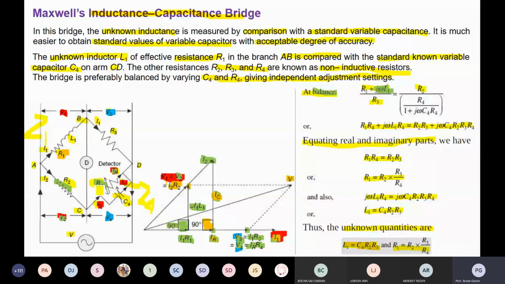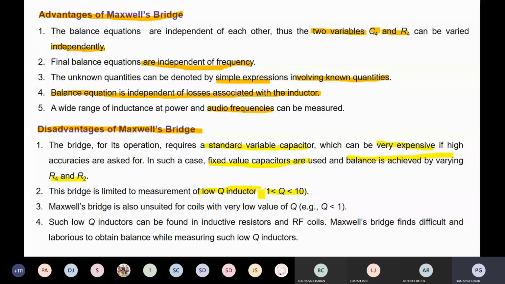This bridge is limited to measuring low Q inductors, only 1 to 10. The range will be 1 to 10. The Maxwell bridge is also unsuited for coils having very low Q values, that means Q less than 10. So the bridge is not suitable for measuring Q values beyond 10 as well as less than 1. That is another limitation.